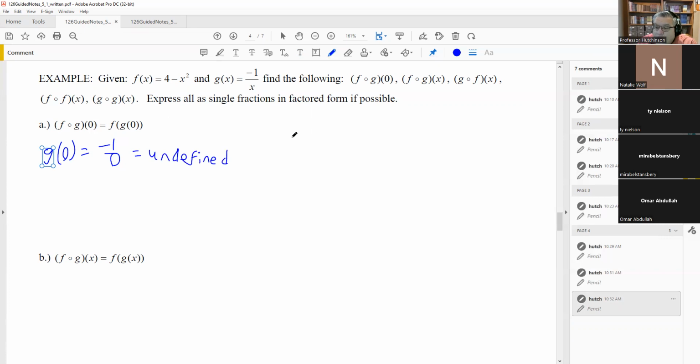And this does happen rarely, but it does happen occasionally. Now, if you get undefined for that, that means that you have to say that f of g of 0 is undefined as well. It's undefined because we got a division by 0 happening. And unfortunately, there's nothing more we can do with that problem. We just say f of g of 0 is undefined.